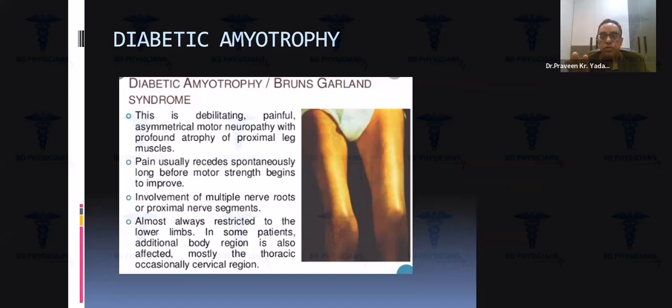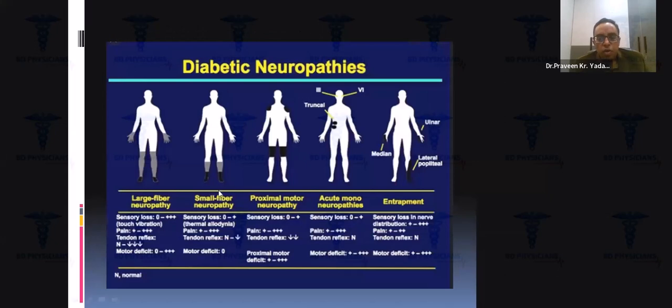So wherever there is confusion, you should do the lumbar MRI also in such patients and correlate the MRI findings with the clinical findings, and then decide on what could be the etiology of the back pain and the radiating pain. Now, what are the various neuropathies which can occur in a diabetic patient?